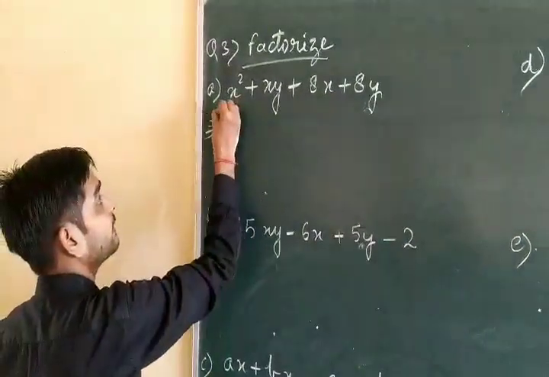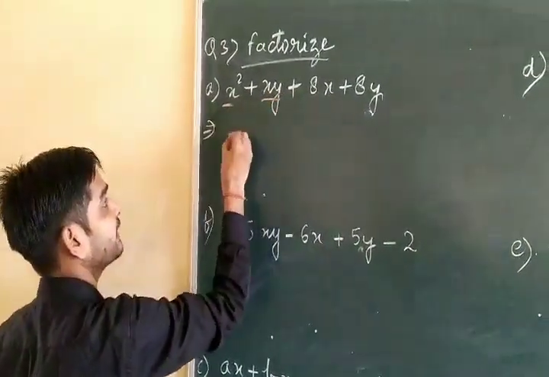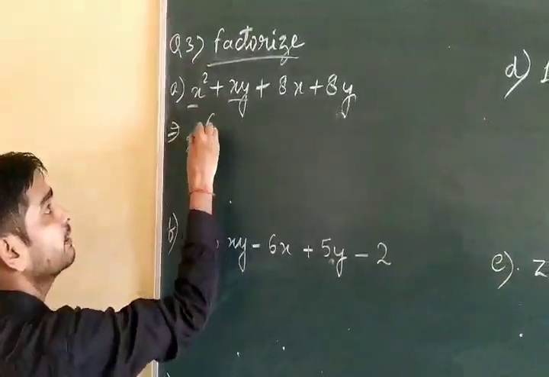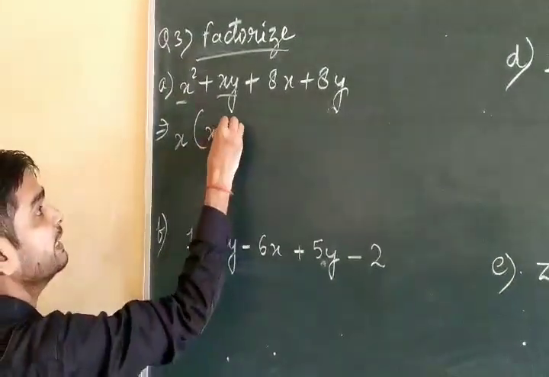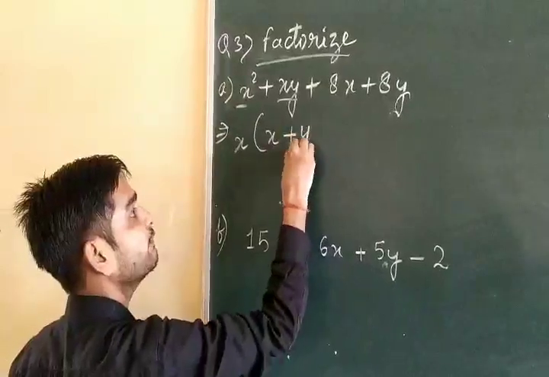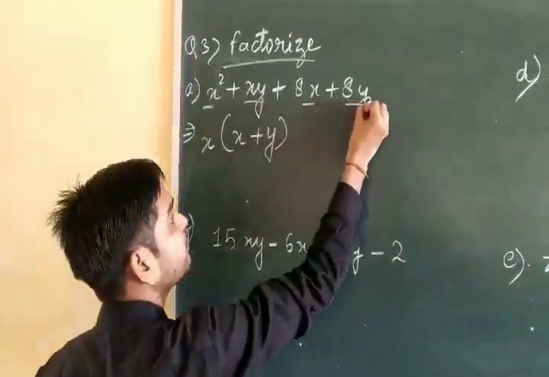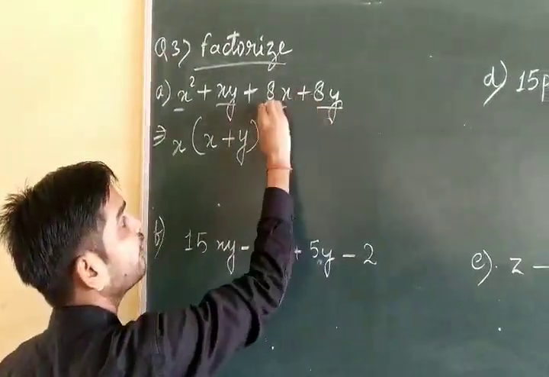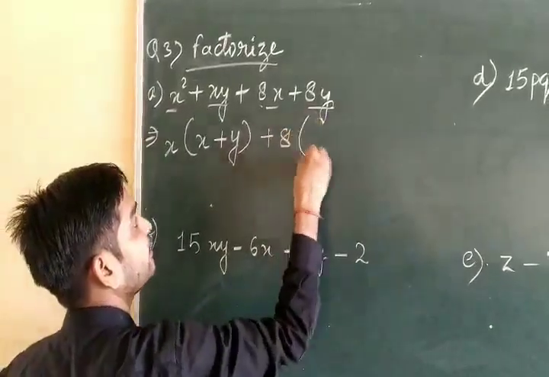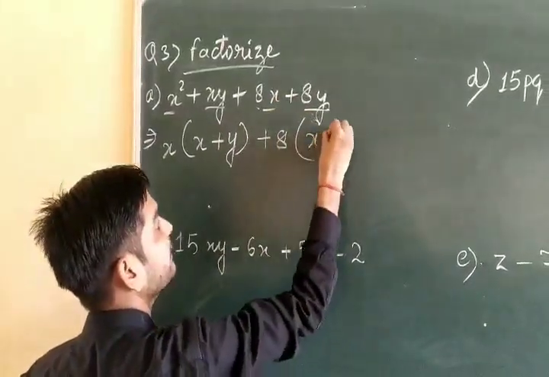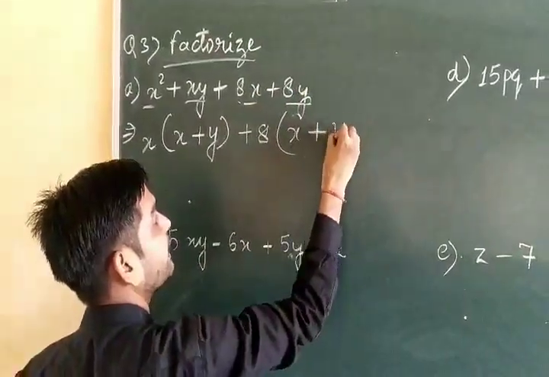Here is x square, there is xy. That means x will be common from here. From the first term x will be remaining and from the second term y will be remaining. Similarly, in the third and fourth terms, you can see 8 will be common. That means from the third term x will be remaining and from the last term y will be remaining.